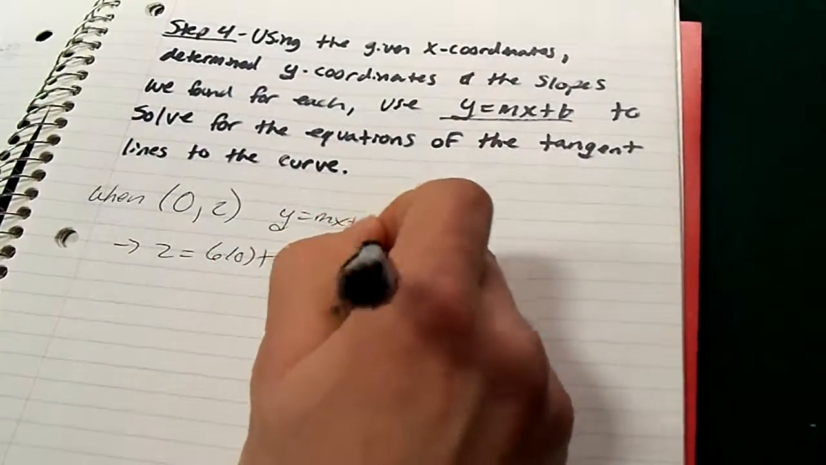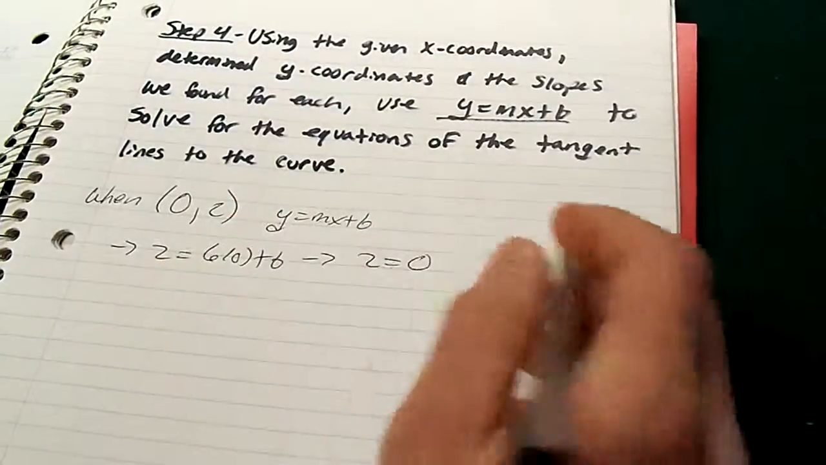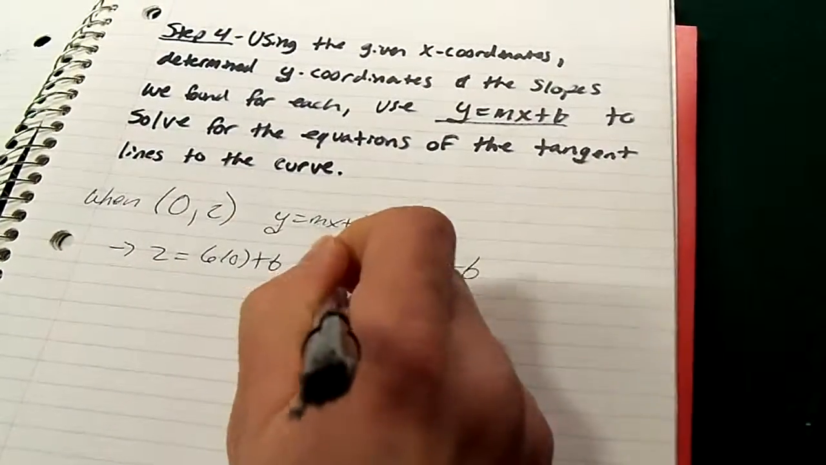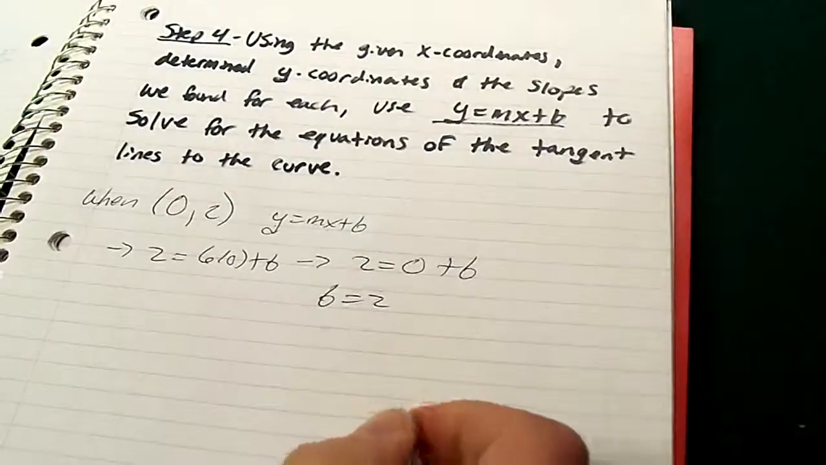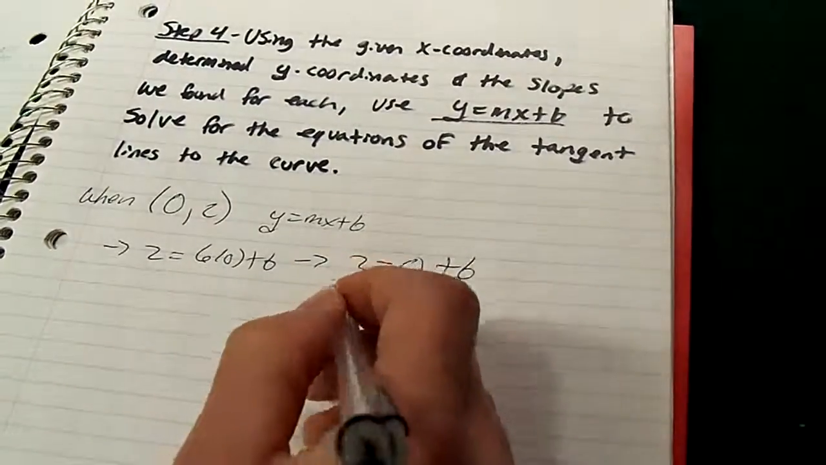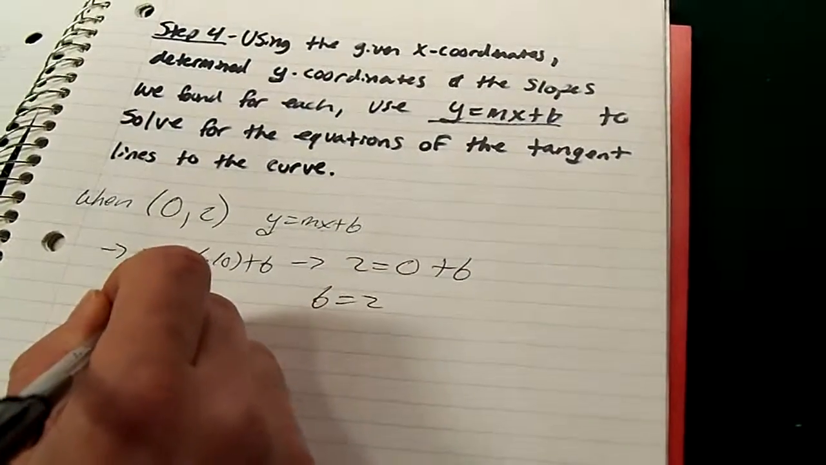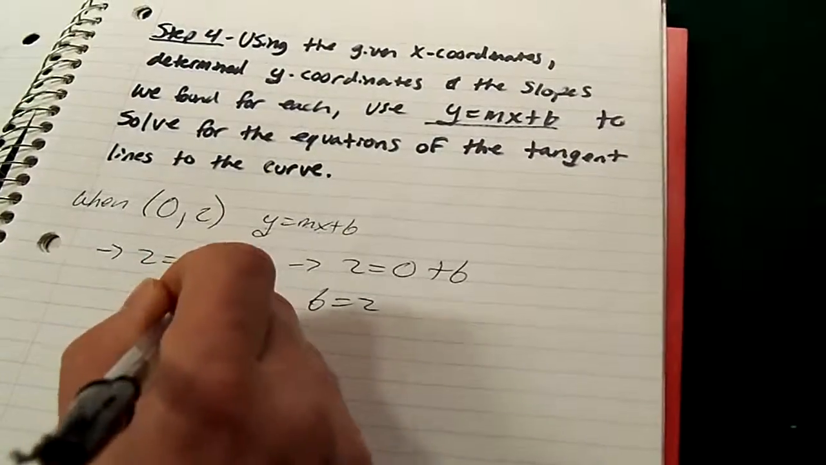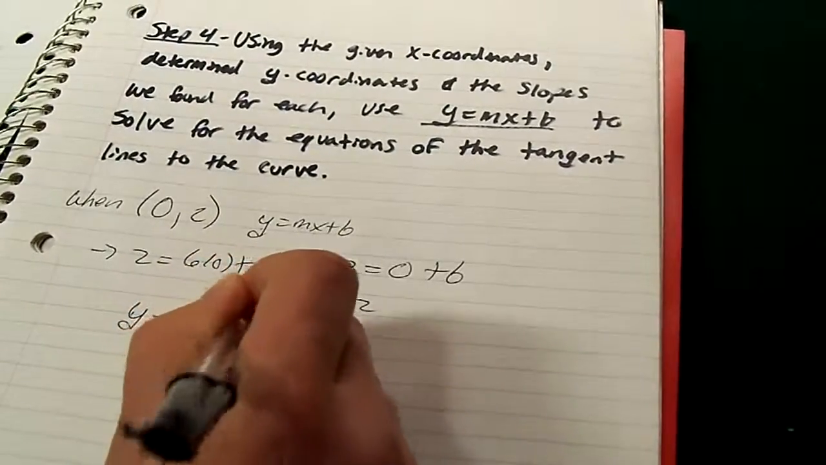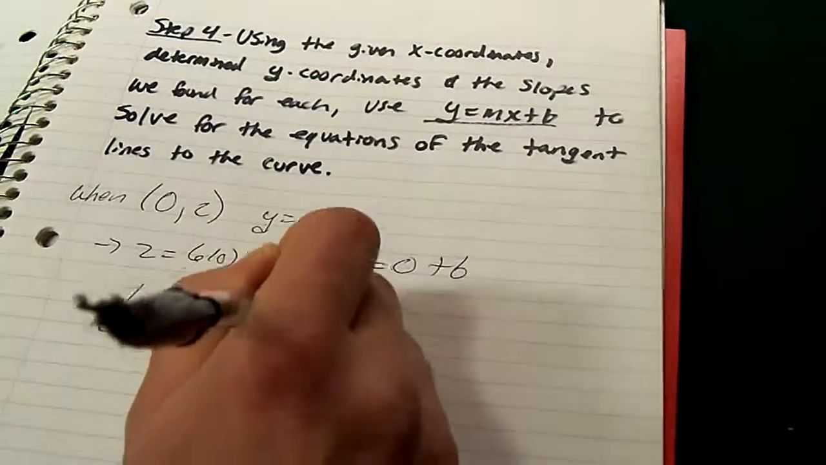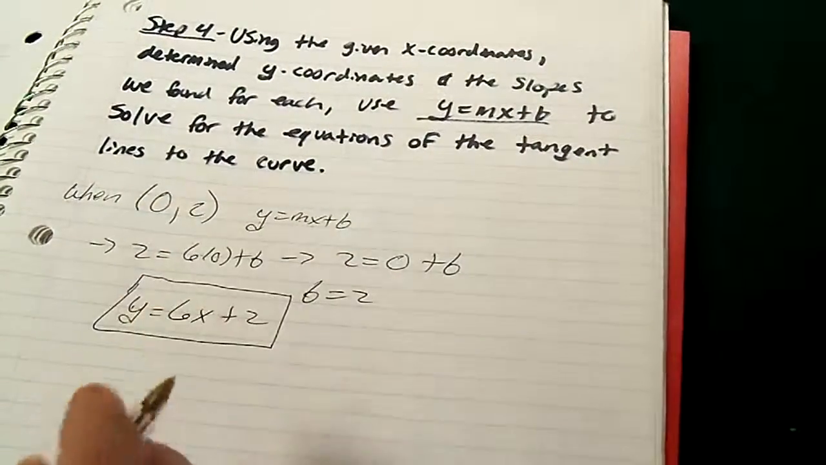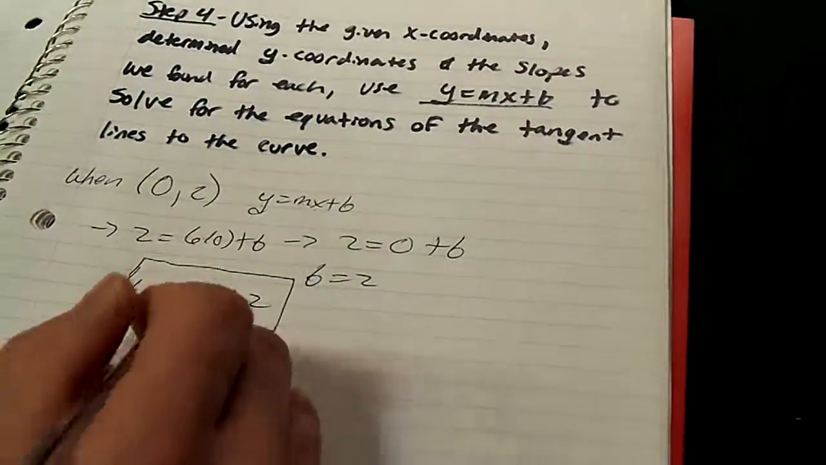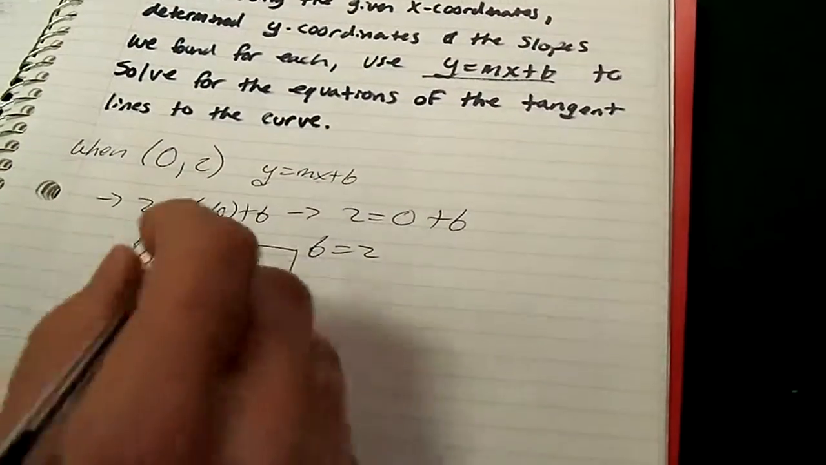So now this turns to 2 equals 6 times 0, which is 0, plus b, and then b just equals 2. Obviously that 0 goes away. So now our equation in slope-intercept form will be y equals 6, for the slope, x plus 2. And this is the equation of the tangent line at the first coordinate. So that's our answer for the first one.